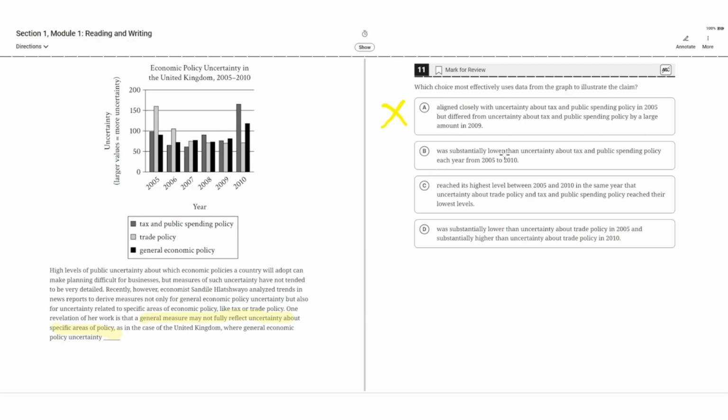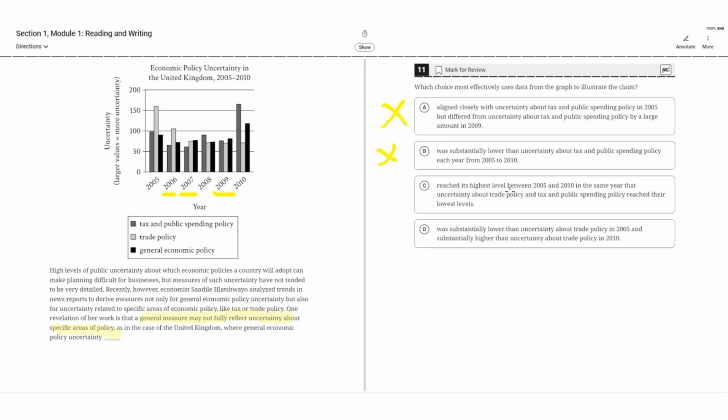B was substantially lower than uncertainty about tax and public spending policy each year from 2005 to 2010. So this is saying that general economic policy uncertainty was lower than tax and public spending policy for each year from 2005 to 2010. But this is incorrect, because in the years 2006, 2007, and 2009, the black bar is greater than the gray bar, meaning that general economic policy was greater than tax and public spending policy uncertainty in these years. So B is incorrect.